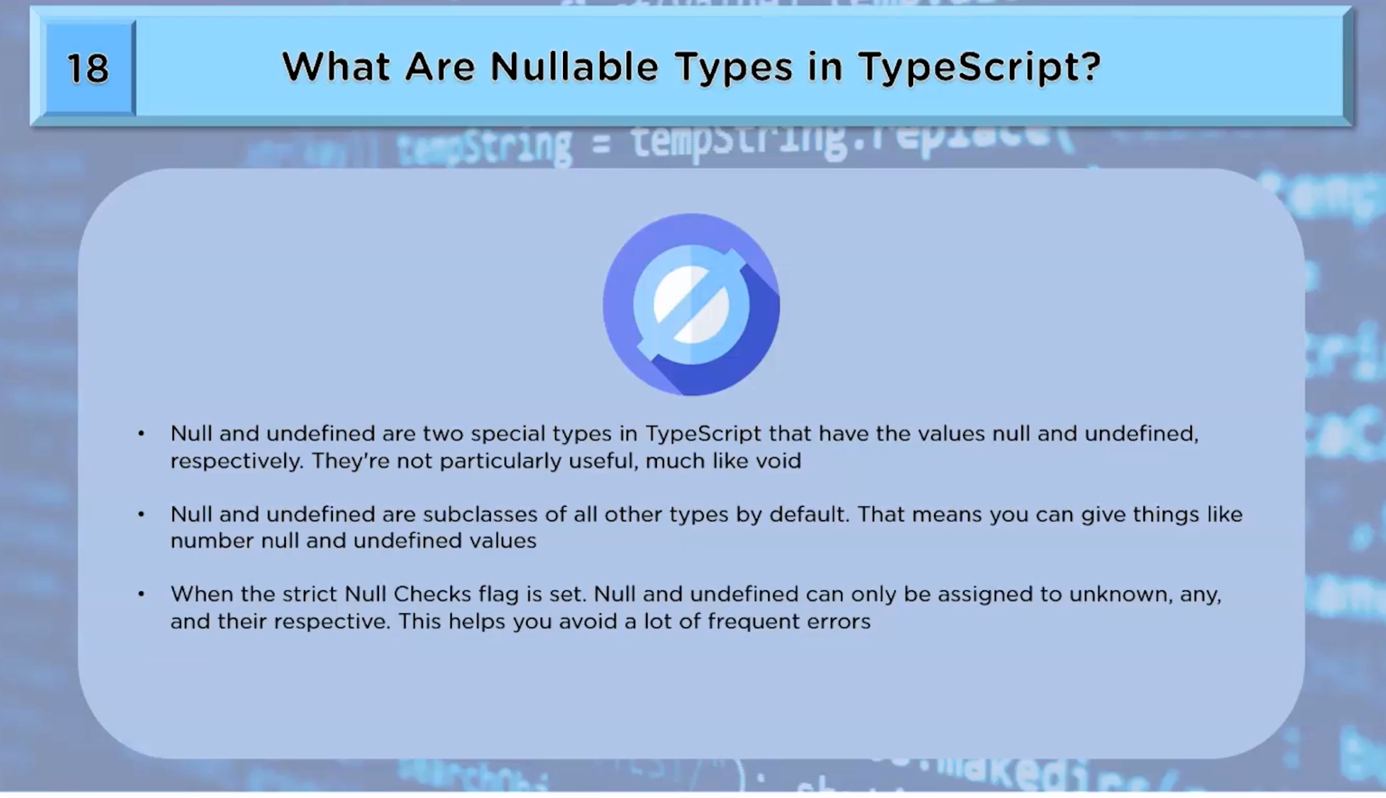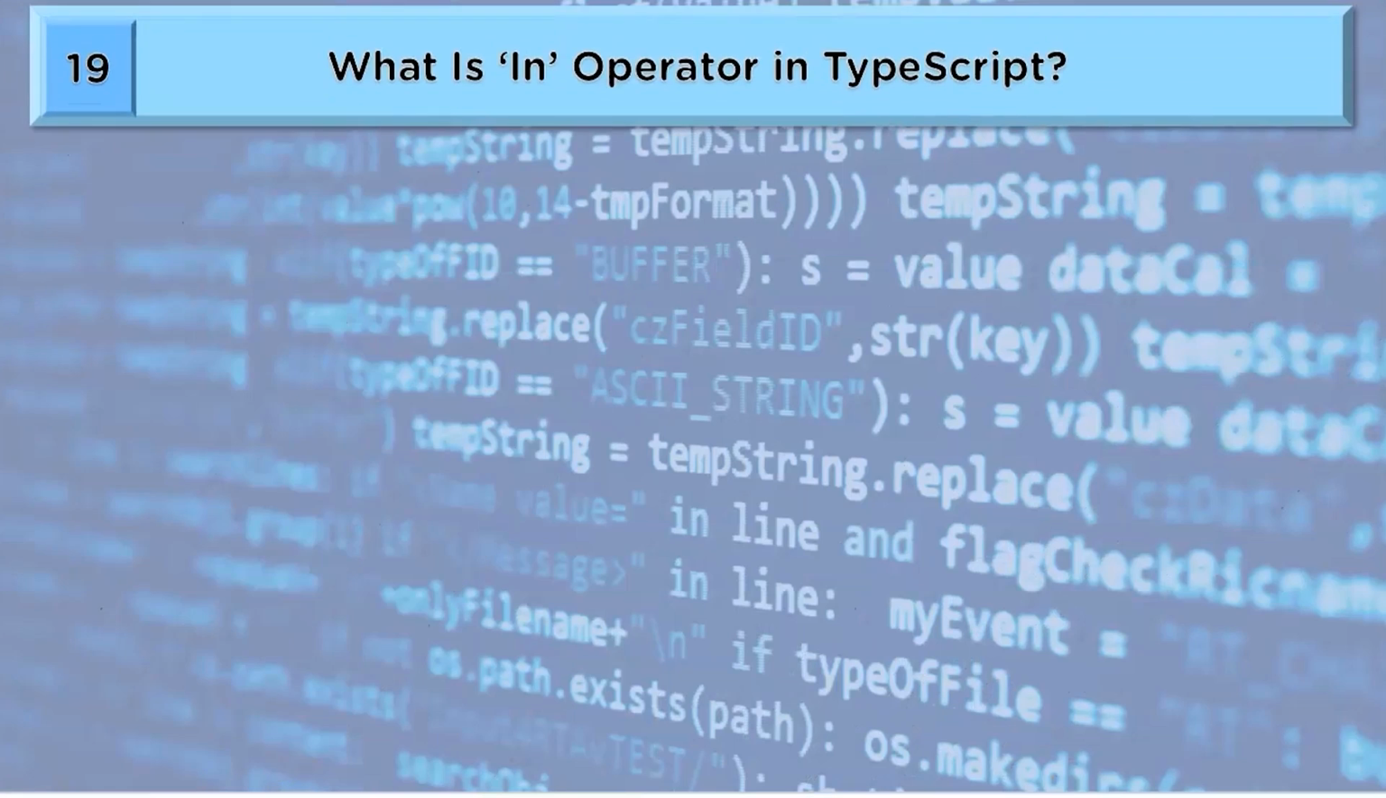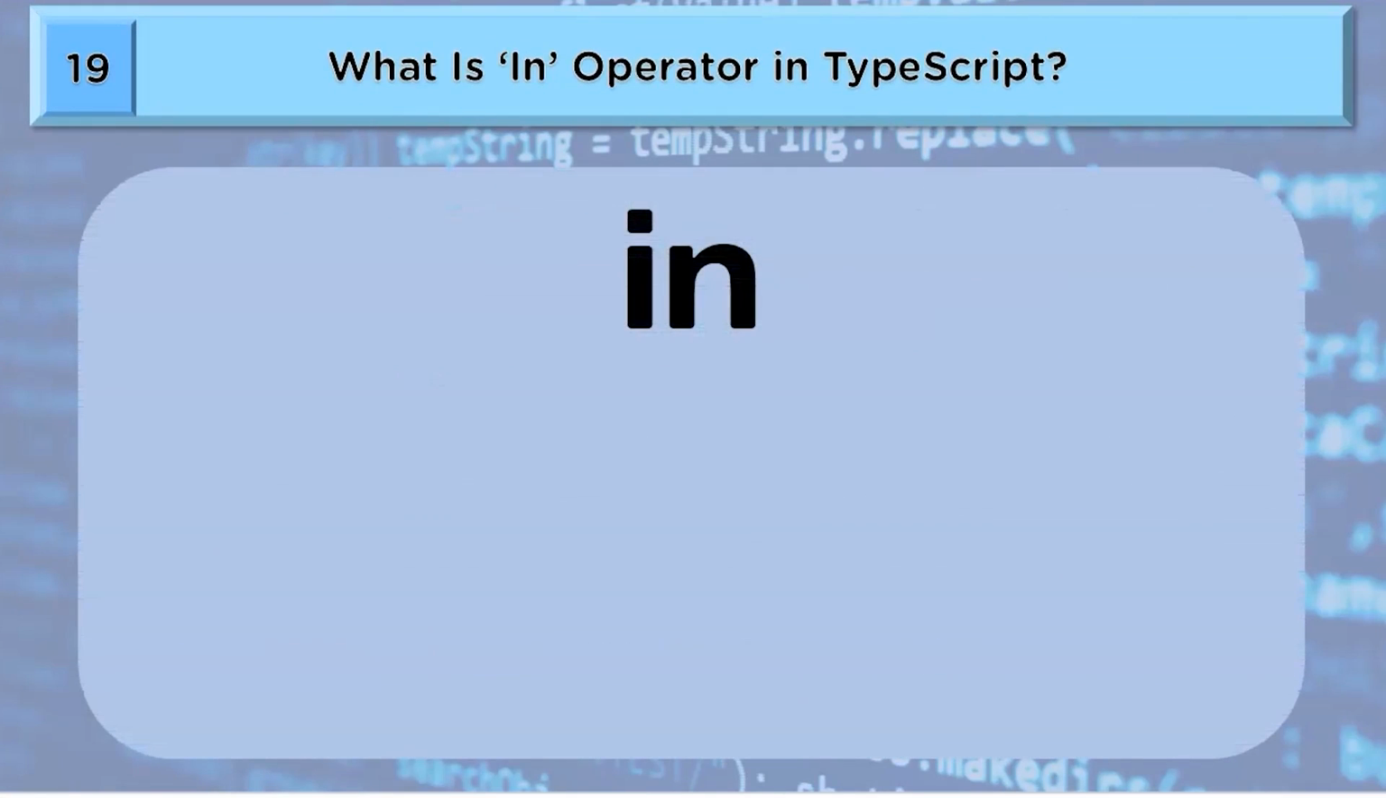When the strictNullChecks flag is set, however, null and undefined can only be assigned to unknown, any, and their respective types. The one exception being that undefined is also assignable to void. This helps to avoid a lot of frequent errors. You can use the union type string | null | undefined if you want to send in either a string, null, or undefined.